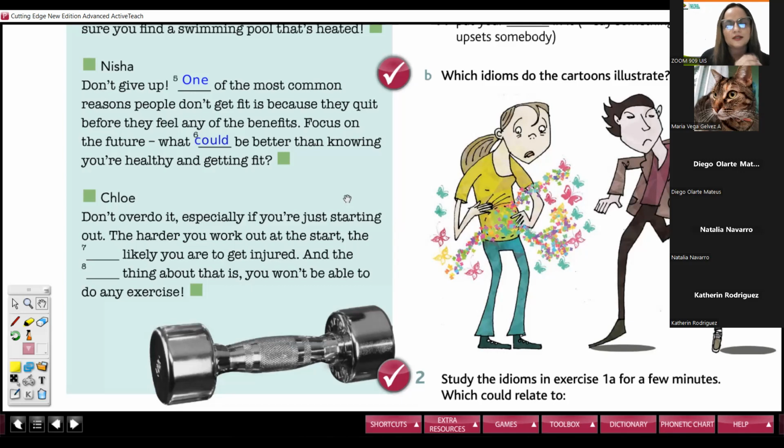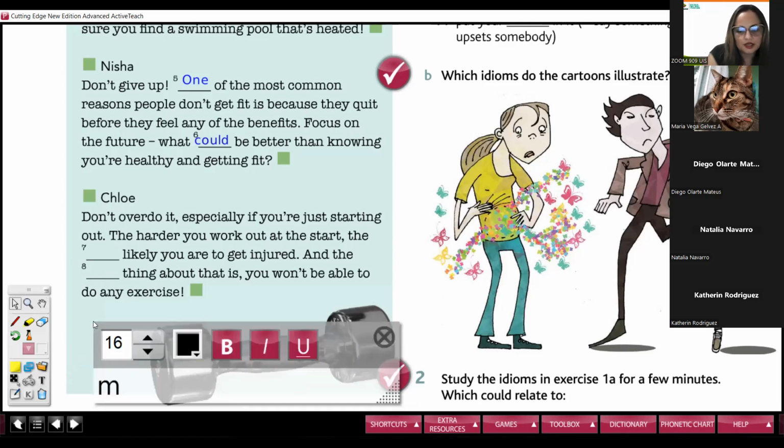So what will be the answers? The harder you work out at the start, remember the pattern, comparative, comparative. The harder you work out at the start, the likely will be like a lone adverb in this context. So the more likely. More likely. Yes, very good. More, of course, because comparative, comparative.